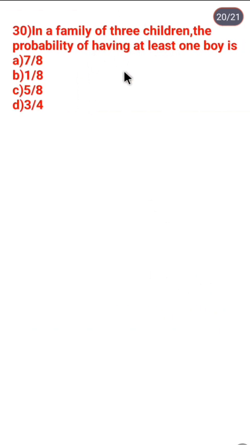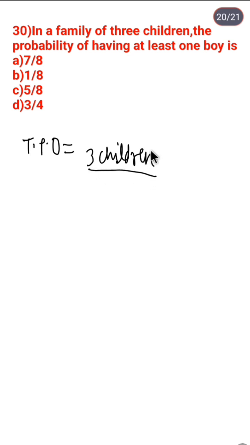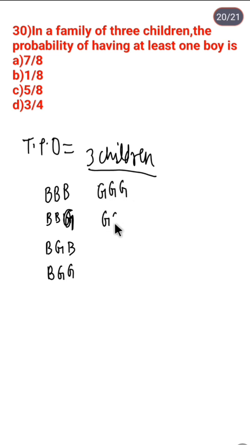In a family of 3 children, the probability of having at least one boy is. Now what is the total possible outcomes? There is a family, how many children are there? 3 children are there. Okay, 3 children means what are the possibilities? 3 boys are possible. Boy, boy, boy; one boy and girls; boy, girl, boy; one boy and 2 girls. What other chances? Girl girl girl, girl girl boy, girl boy girl, girl boy boy. How many in total? 8. It is like the tossing of a coin, just as we toss 3 times, similarly for 3 children. These are the total possible outcomes.